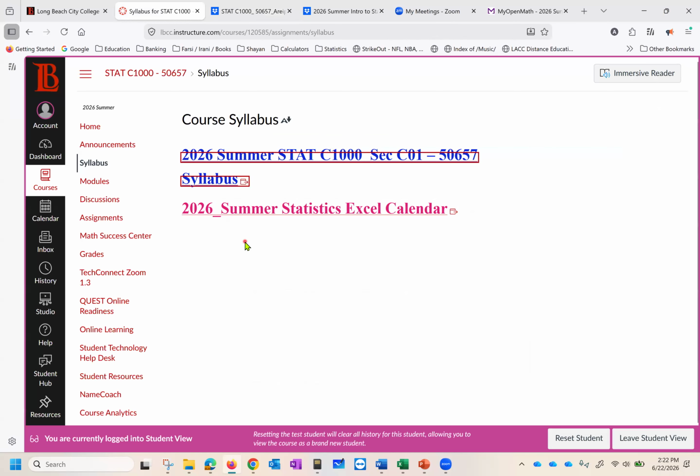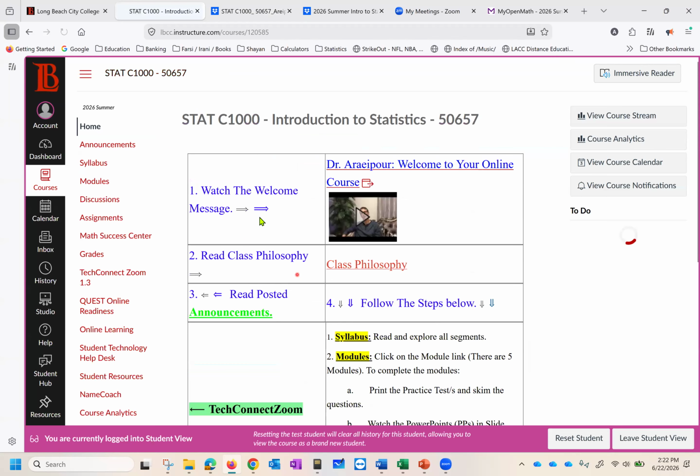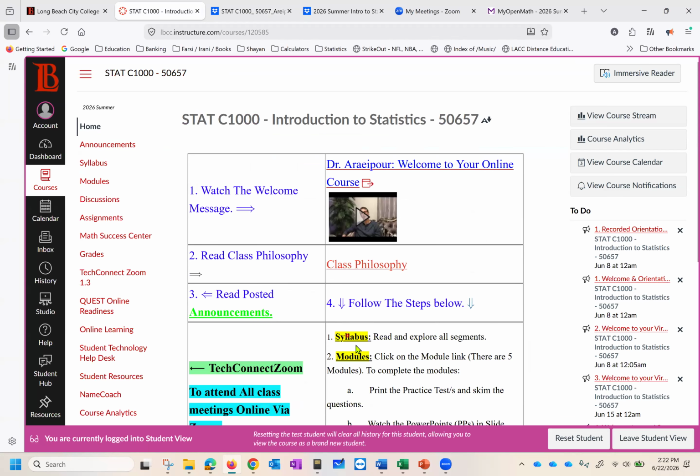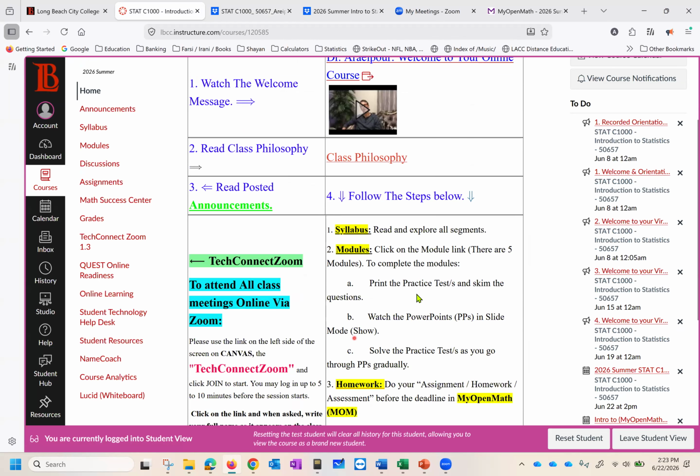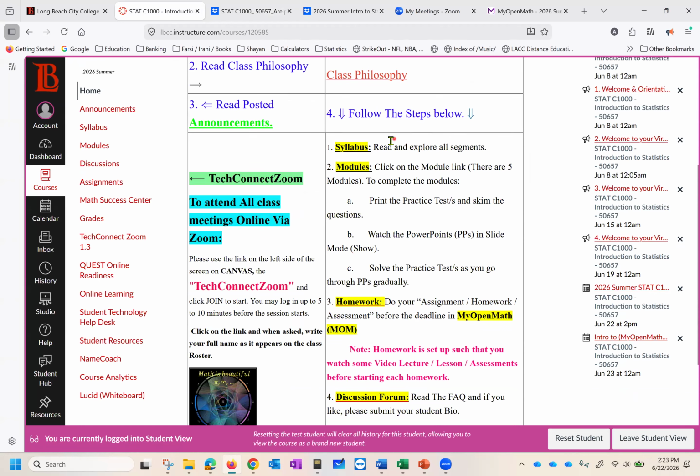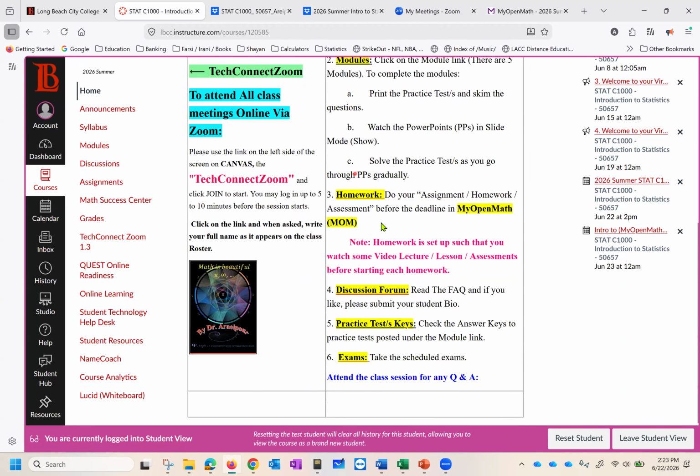So that's the synopsis of the syllabus. If for any reason we have to go back, it's available. You can find it on the left navigation bar or right here on the home page. Just click on that. The next one is the modules. But before I go over the modules that cover just about everything there, I want to look at the discussion forum and the Math Success Center.